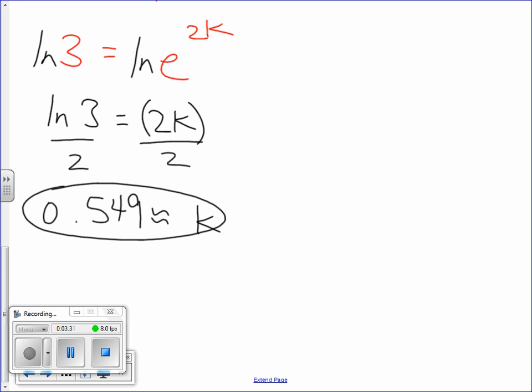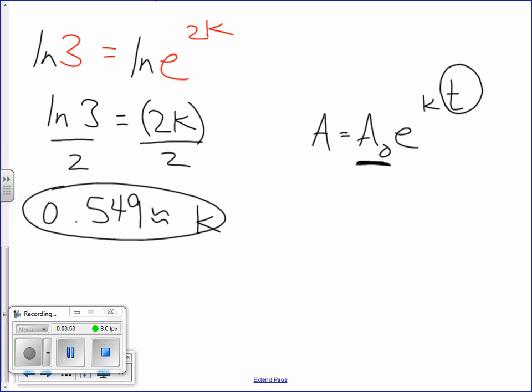What am I doing with this? I'm using that. I'm setting up another equation where I have to find the population after 5 days. Now, here's the thing. I would put a 5 here if I knew what the amount of the population was at the very beginning. But I don't.